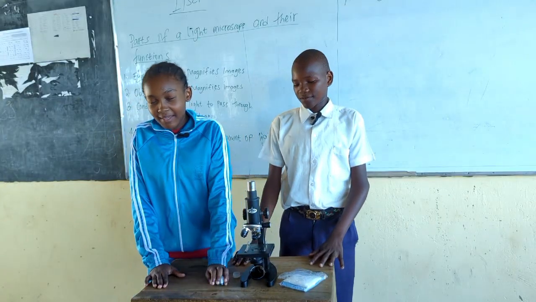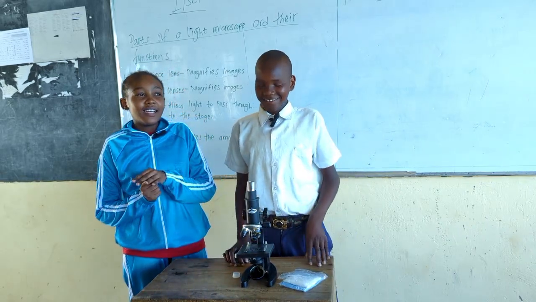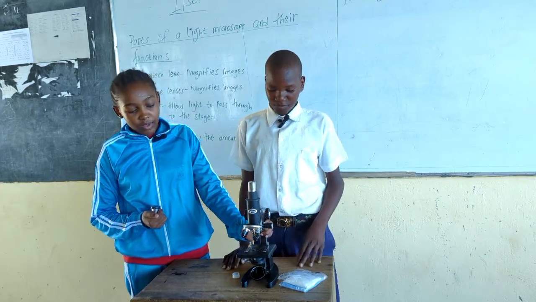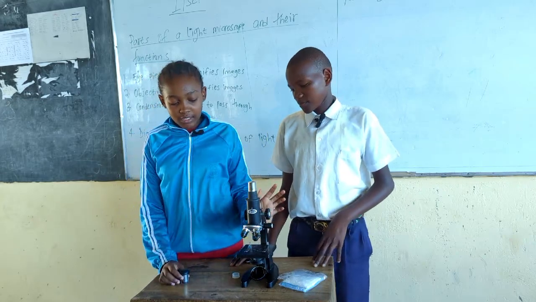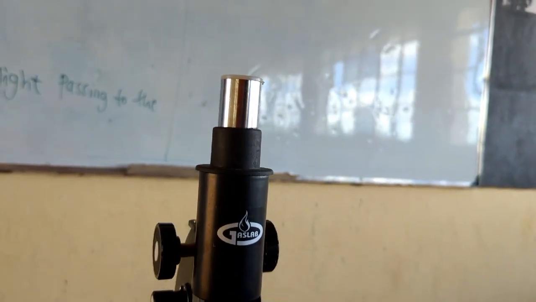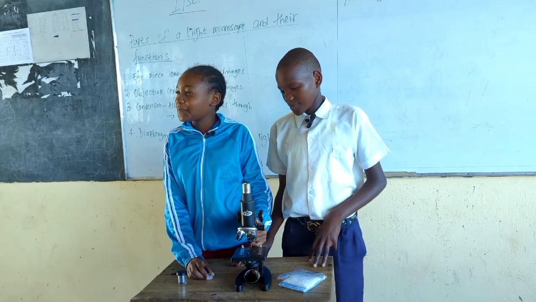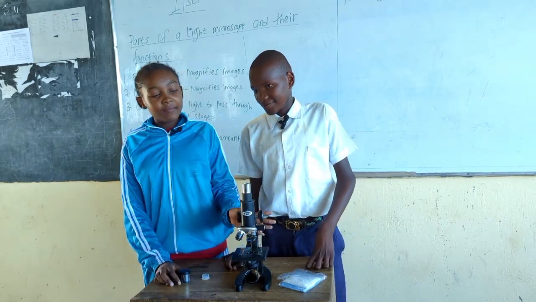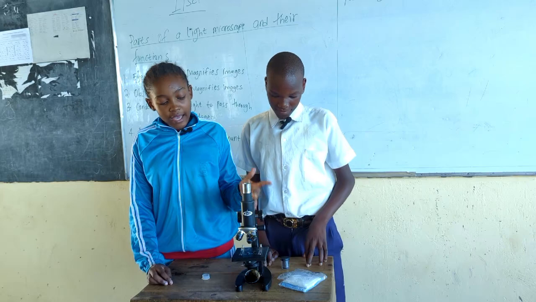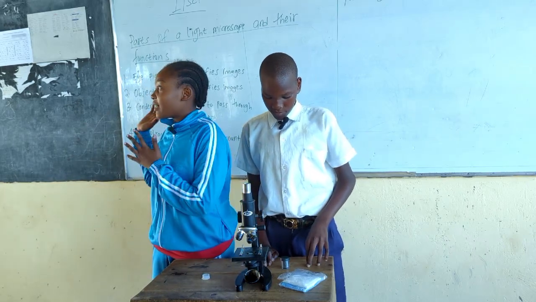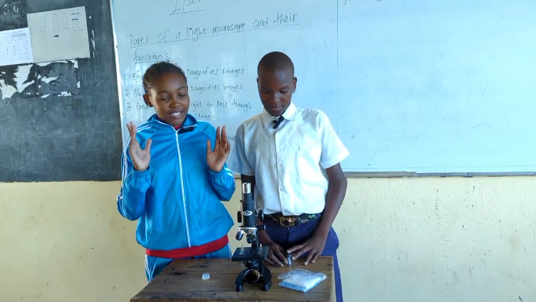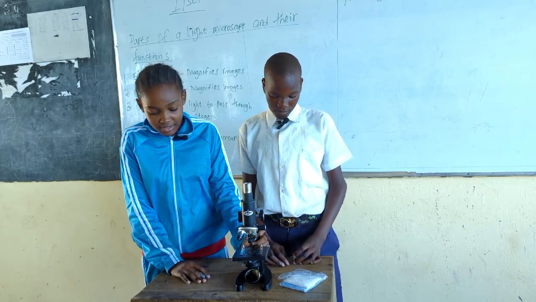My name is Amanda, and today we'll be seeing parts and functions of a microscope. There are different types of microscopes, and this one is called a light microscope. And there is also an electron microscope. The light microscope uses light to see specimens, while the electron microscope uses electricity to see specimens.